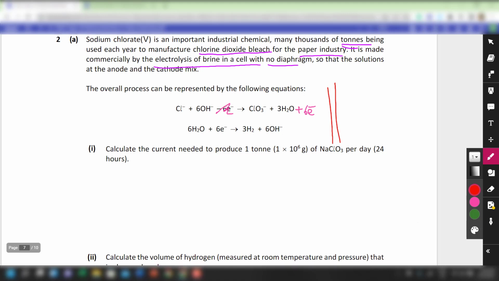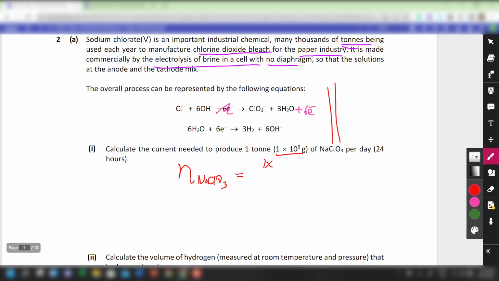Okay, so first of all, we are required to calculate the current needed to produce 1 ton. You are told how much is 1 ton. That's 10 to the power 6 grams of sodium chlorate per day. You were told that 1 day is 24 hours. That's obvious. So therefore, the amount of sodium chlorate, NaClO3. Okay, remember to include the Na. Some of you did not include the Na.